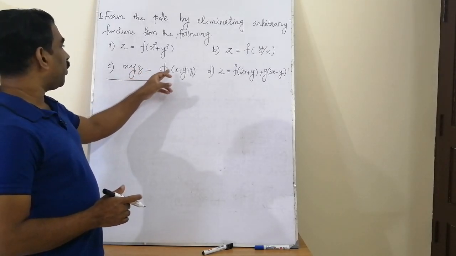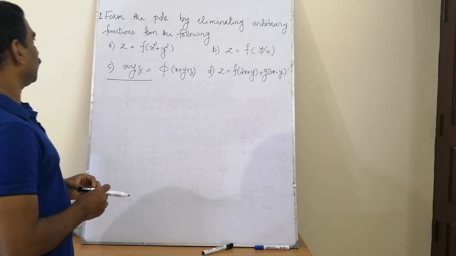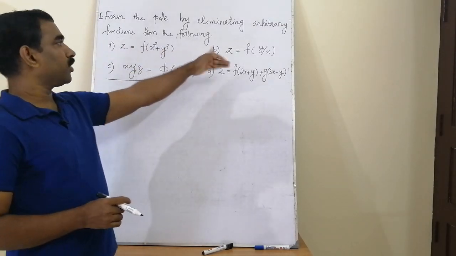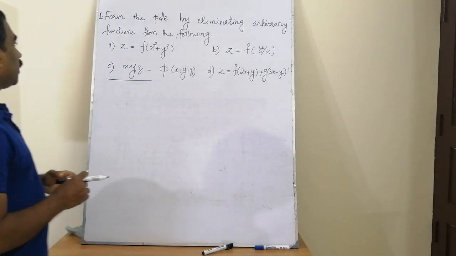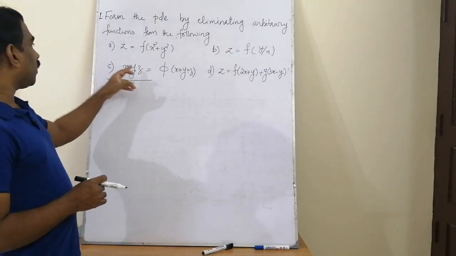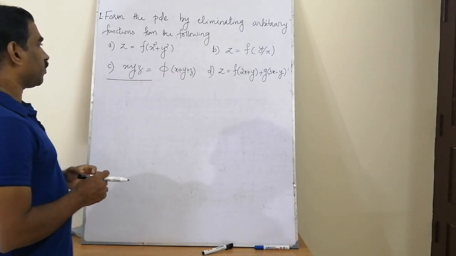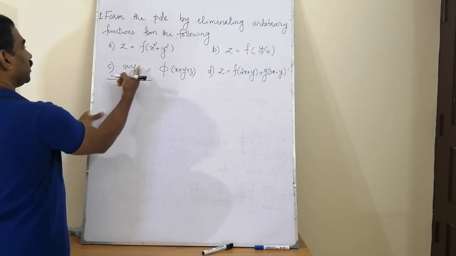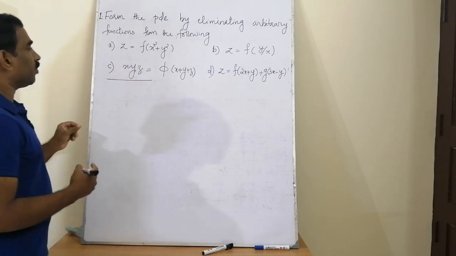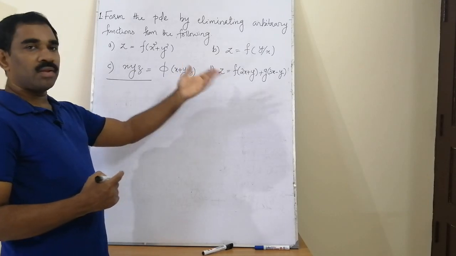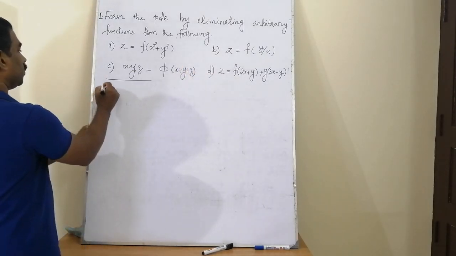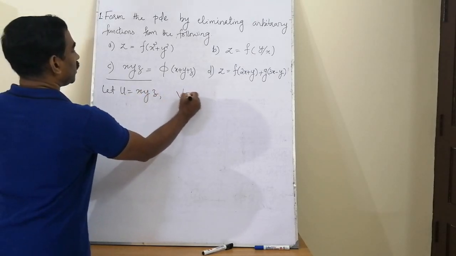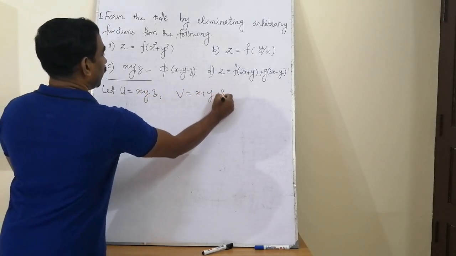xyz is equal to an arbitrary function of x plus y plus z. So in our first two cases, z is directly given as some function of x and y. Here it is in the form of xyz is equal to an arbitrary function of x plus y plus z. So for simplification convenience, we are going to take this as a single variable. xyz is equal to some u and x plus y plus z equal to another variable, say v. So let us take u is equal to xyz and v is equal to x plus y plus z.